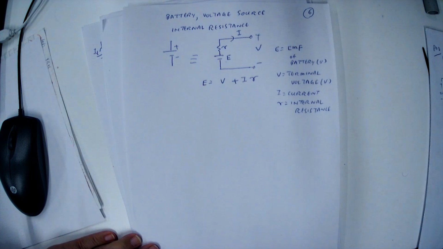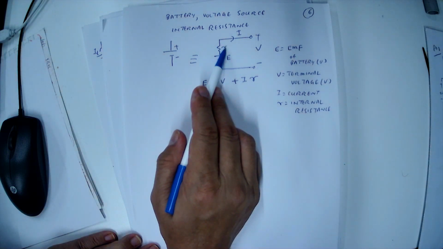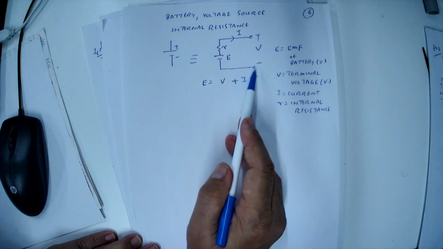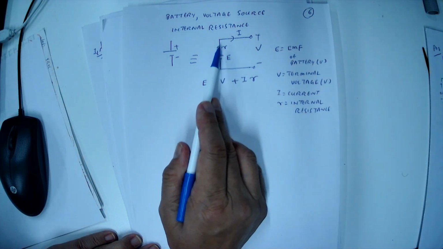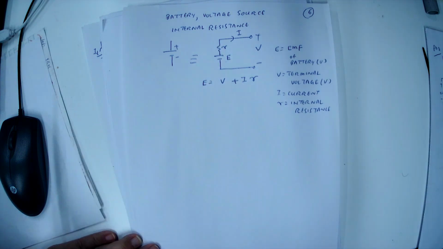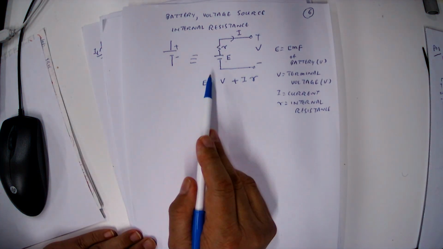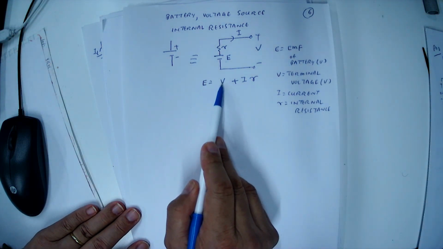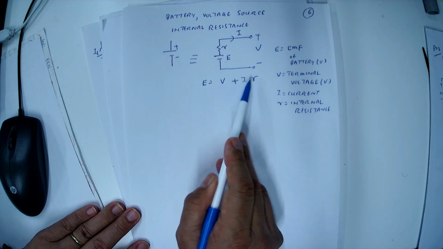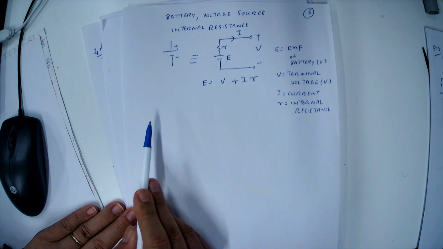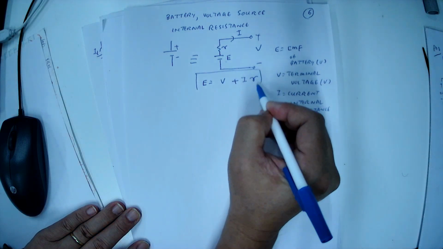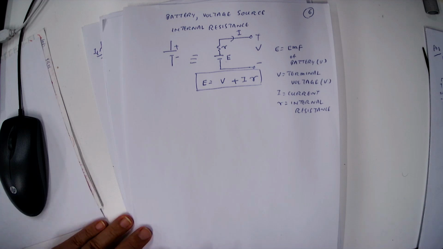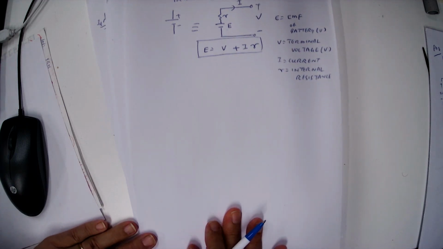The battery has an electromotive force. The battery electrolyte has internal resistance. So when you connect the battery to a supply, there is some voltage drop in the internal resistance. Therefore, we can write down the equation for the battery: battery voltage E equals terminal voltage V plus current multiplied by internal resistance R. So this is the battery voltage equation, this is the battery principle. Based on this principle, we will solve this problem.